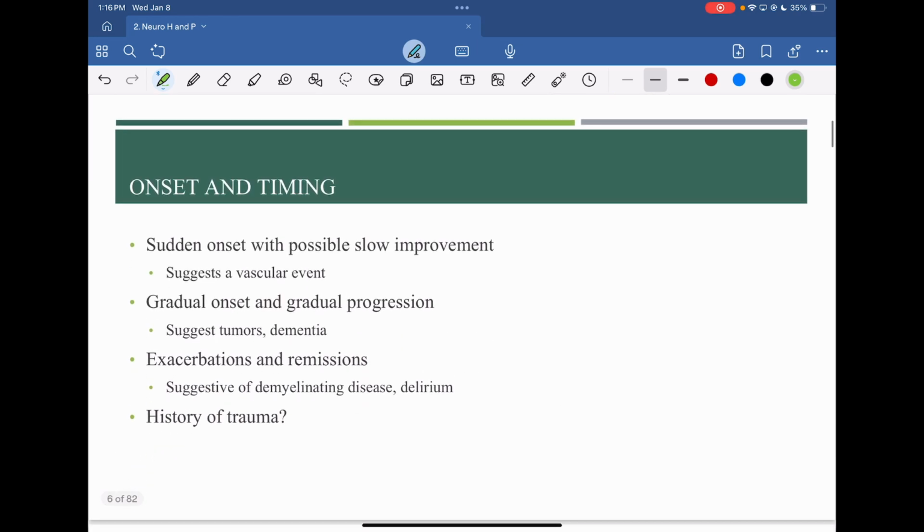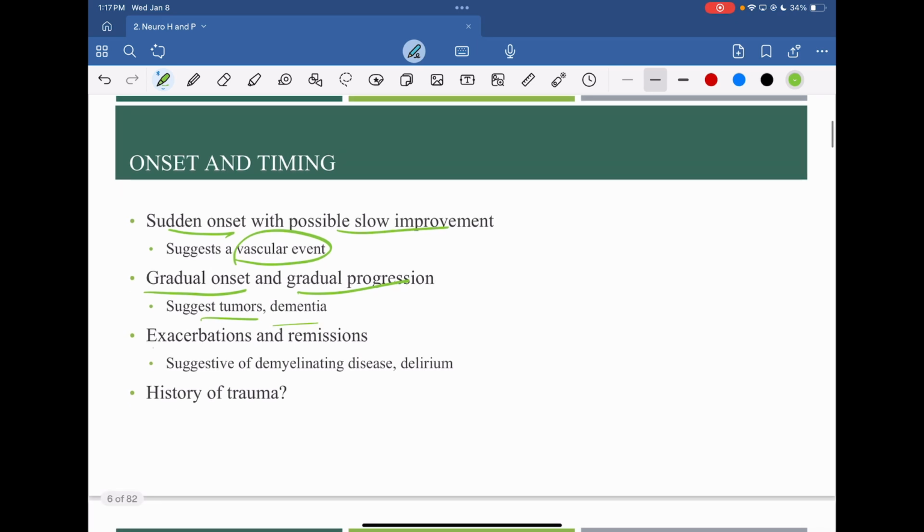Onset and timing is very important. Sudden onset with slow improvement suggests a vascular event: stroke, TIA, something going on with the vasculature. If it's a gradual onset with a gradual progression, so it's very insidious, just comes along, think tumors or dementia. Those are very slowly progressing diseases. Gradual onset, it takes a long time to really start having an effect on these patients.